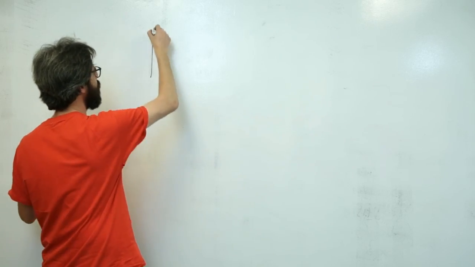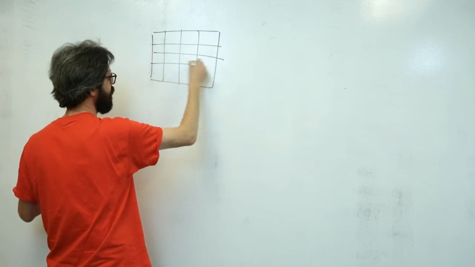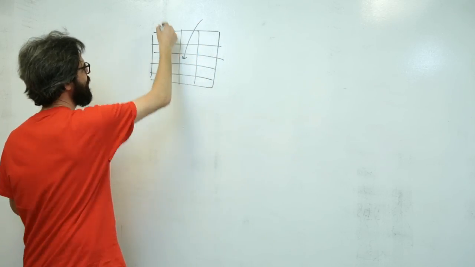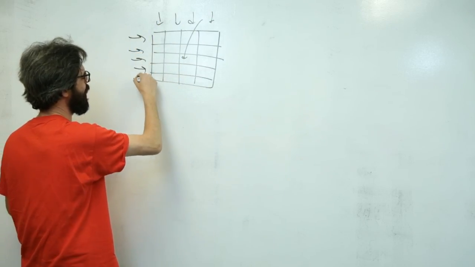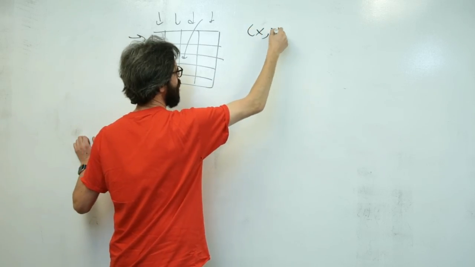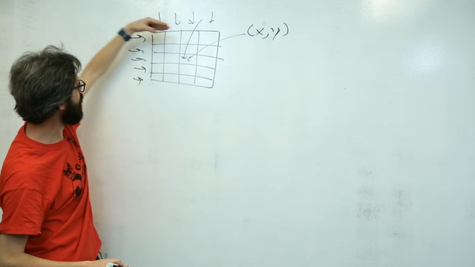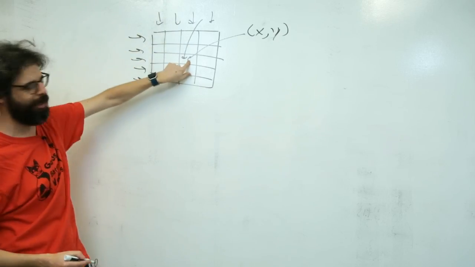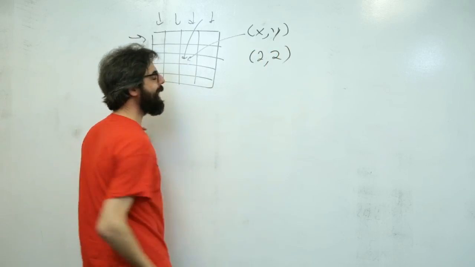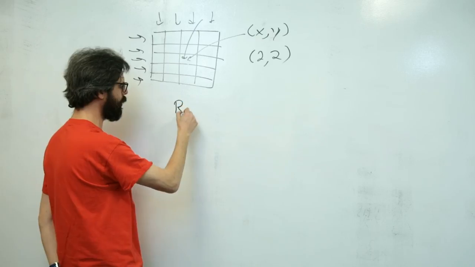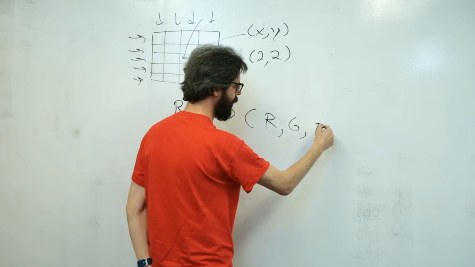So if I have an image, it's just a grid of pixels, any given pixel having a column and row location, and I might think of that as x, y, right? It's in the x column, 0, 1, 2. It's in the y row, 0, 1, 2. Amazingly, I picked the pixel 2, 2. And it has a color. Typically, that color is going to be an RGB color, meaning it's going to have some red value, some green value, and some blue value.